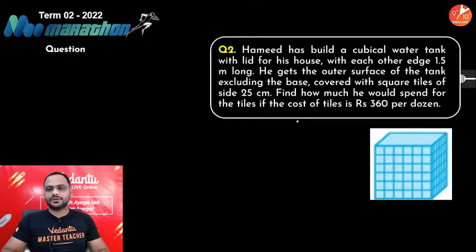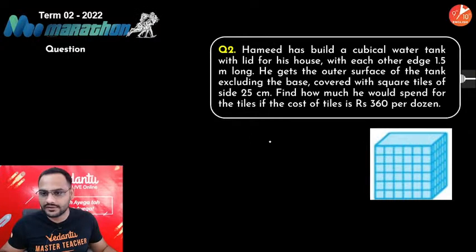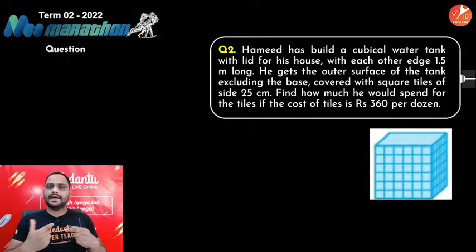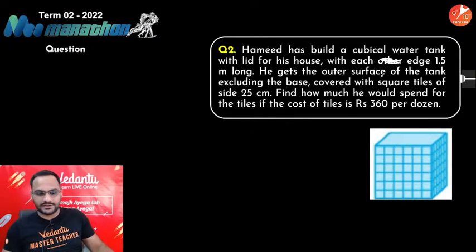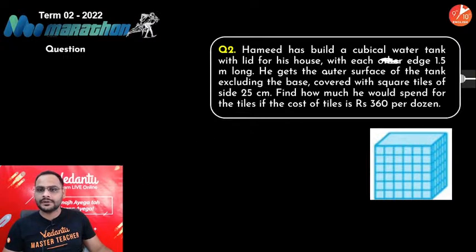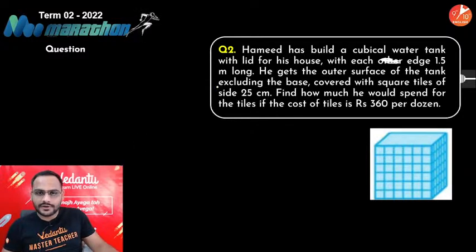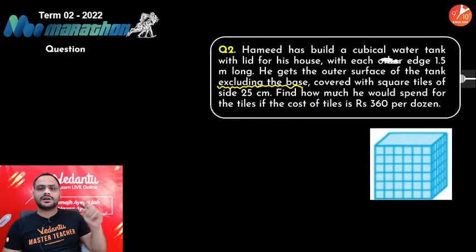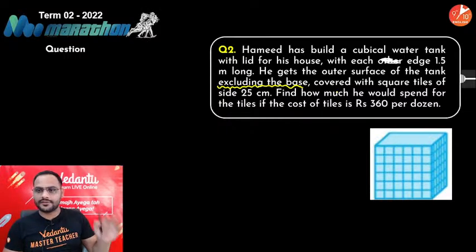Chalo. Next, Hamid has built a cubical water tank with lid for his house. ठीक है, this is your tank with each edge 1.5 meter long. So it's a cubical tank. Edge is 1.5 meter. He gets the outer surface of the tank excluding the base covered with square tiles of side 25 centimeter. Find how much he would spend for the tiles if the cost of tiles is rupees 360 per dozen. तो अब देखो बेटा इसमें first thing the important point to note over here is he wants to get the outer surface of the tank excluding the base. So the important line which you should not miss is he is excluding the base. So he is not covering all the surfaces, but except the base he is covering all the surface with the tile. And the tiles are square tiles of side 25 centimeter.